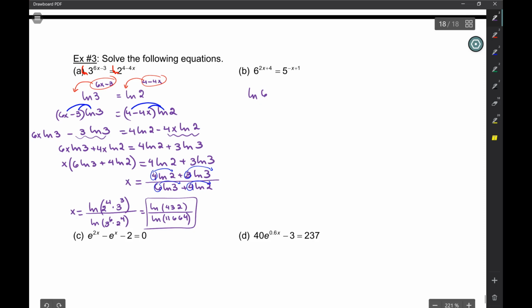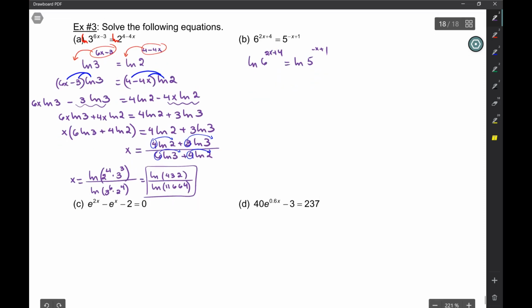All right, here, again, we're going to take the ln of both sides. Okay? Bring down the factors. These are my favorite to solve. I could solve like a million of these. I love them. Okay, so now I distribute: 2x ln of 6, 4 ln of 6, and I will give you more space on the test, equals negative x ln of 5 plus ln of 5.